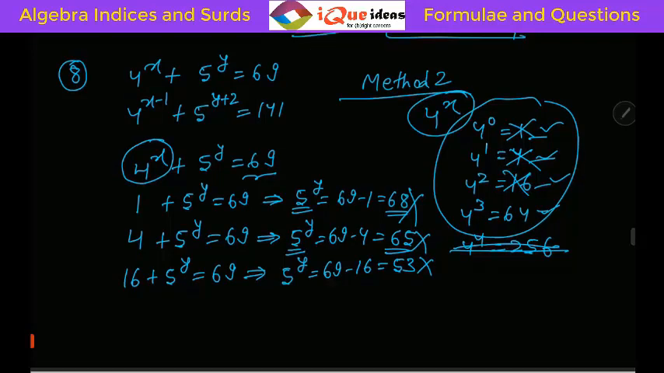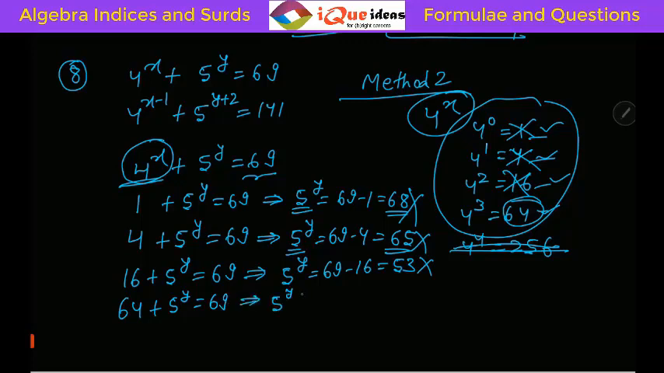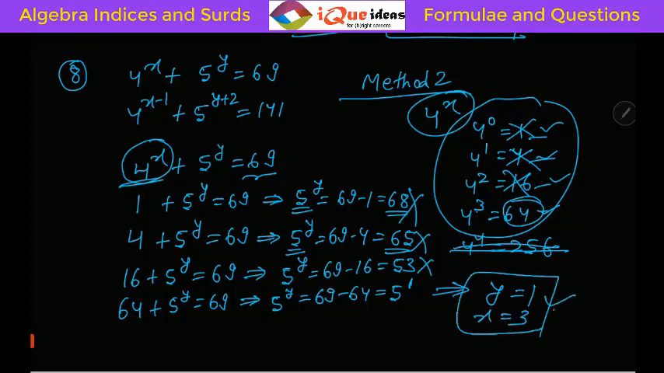Now let's say I put 64 in place of 4 raised to x. What will happen? 64 plus 5 raised to y is equal to 69. This gives us very clearly that 5 raised to y is equal to 69 minus 64, which is 5 raised to 1. That means y is equal to 1. And this was 4 cubed, so x is equal to 3. So please understand that only one equation was sufficient to answer this question.